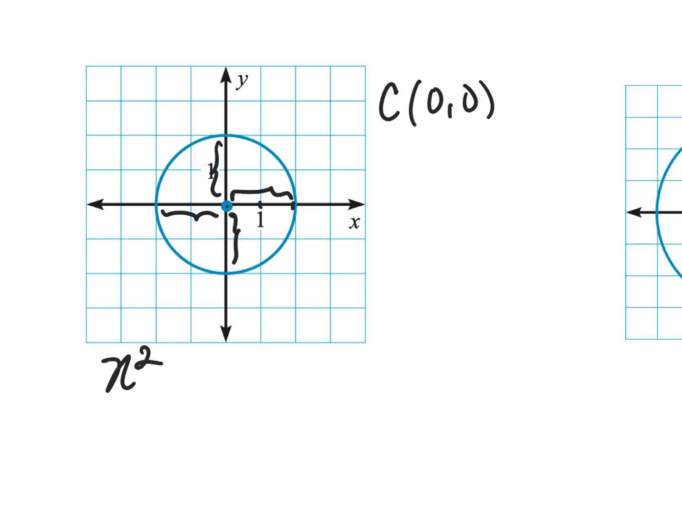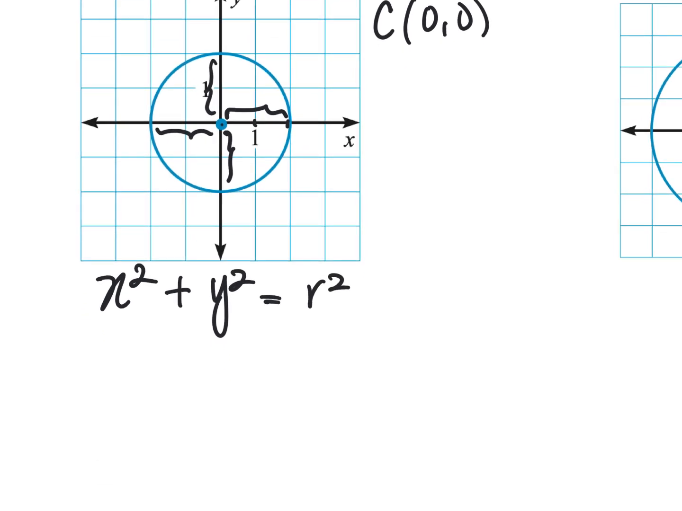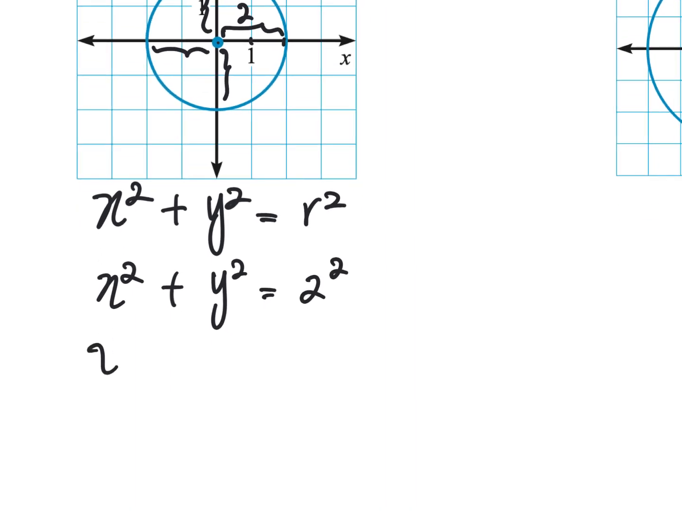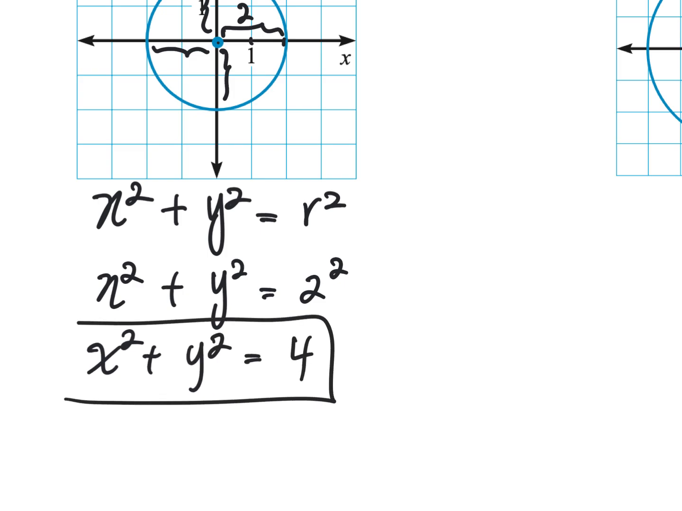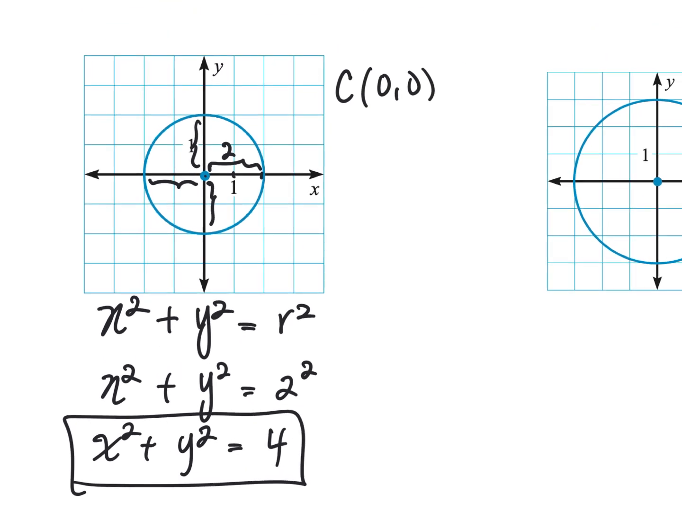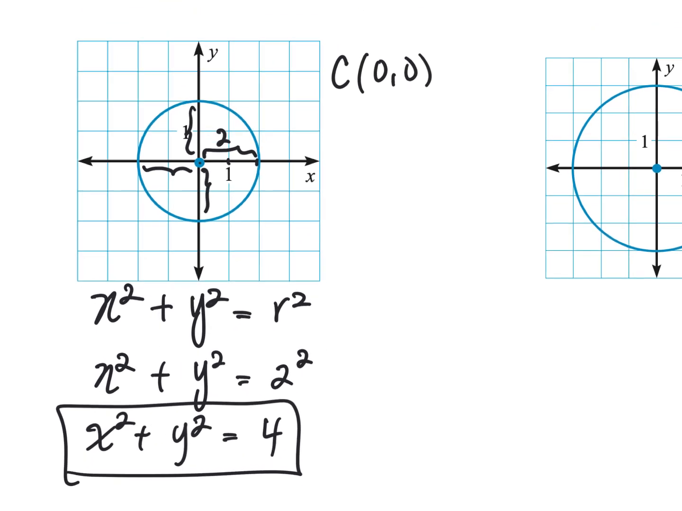So substituting into our equation, x squared plus y squared is equal to r squared, our r here is going to be 2. So x squared plus y squared is equal to 2 squared, and 2 squared is equal to 4. So x squared plus y squared is equal to 4. This is your equation for this circle that is centered at (0, 0), or the point of origin.